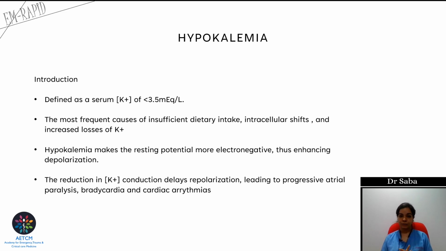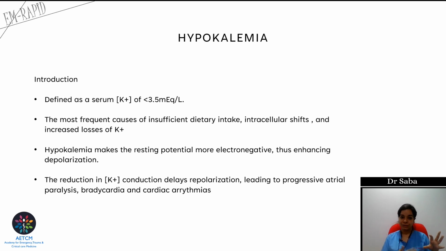Starting with hypokalemia, as we all know, the normal range of potassium levels in the body is 3.5 to 5 milliequivalents per liter. When this potassium level falls below the normal lower limit, that's less than 3.5 milliequivalents per liter, we call it hypokalemia. There are many causes for hypokalemia, but if I have to broadly classify, I would say that they fall into three major headings.